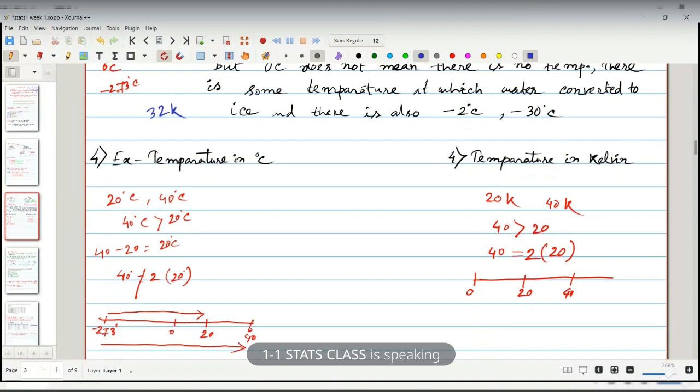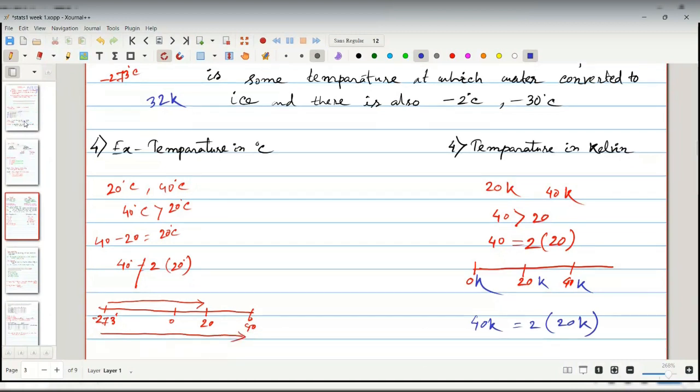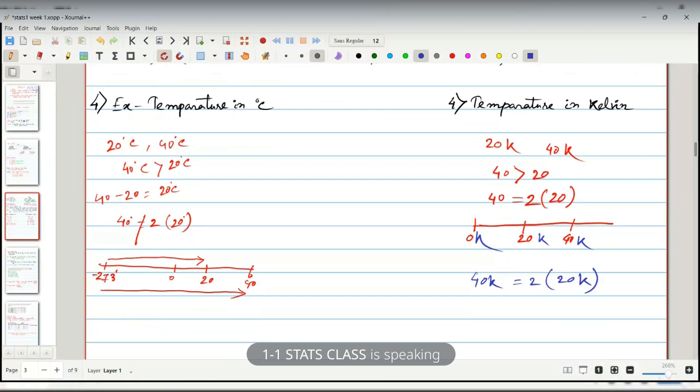Is it clear? Let's say 0 Kelvin. In the Kelvin scale, 0 Kelvin is present. If I take two temperatures like 20 Kelvin and 40 Kelvin, as 0 Kelvin is present there, we can say 40 Kelvin is double of 20 Kelvin, right? As absolute 0 is present here.